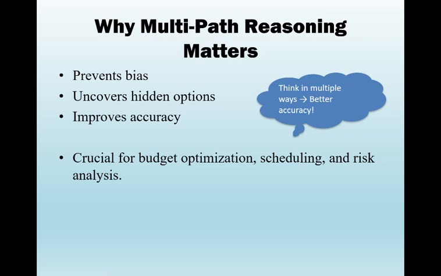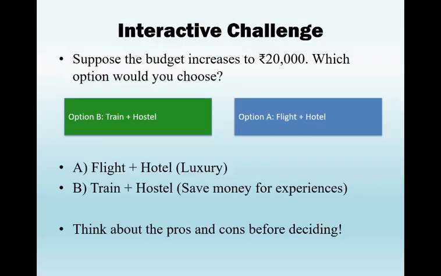So why does multi-path reasoning matter? Exploring multiple paths prevents bias, uncovers hidden options, and improves accuracy. So, in management information systems and AI, this approach is crucial for budget optimization, scheduling, and risk analysis. So, we have to think in multiple ways to get better accuracy.